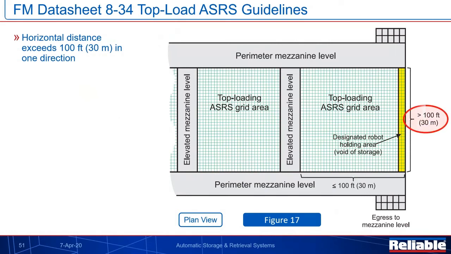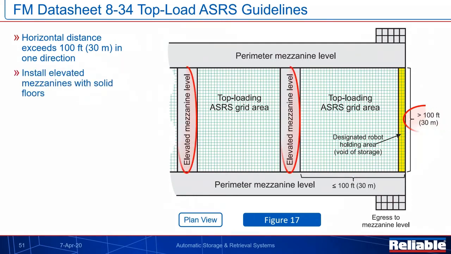If we want to exceed that 100 foot distance, it's possible. In order to do that, though, we're going to have to install elevated mezzanines that have solid floors. It'll allow the fire personnel to get out over top of the storage grid, still keeping that 100 foot distance.